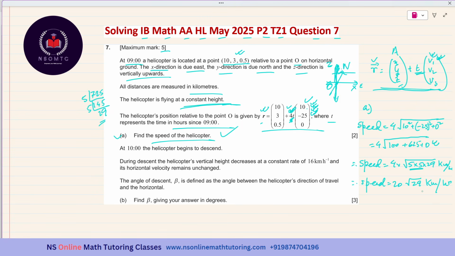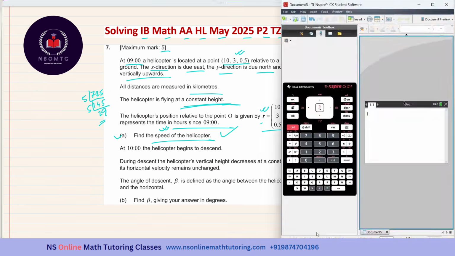You can give your answer in this form because they have not specified whether you have to give the answer in decimal format or the exact speed of the helicopter. So this is the exact speed of the helicopter. You can keep it this way, or else you can use your calculator. This is a paper 2 question, and you can give the decimal format of this number correct to 3 significant figures. So let us find that. On the calculator, it is 20 times the square root of 29.